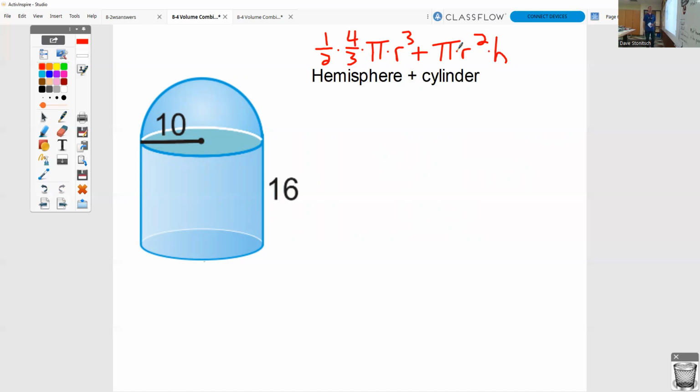So you have those 7 things. We have the 1/2, the 4/3, and the pi. Those don't change because they're part of the formula. Looking at our hemisphere, the radius is 10, so times 10 to the 3rd power. Then you have your plus sign, pi, times the radius of your cylinder.